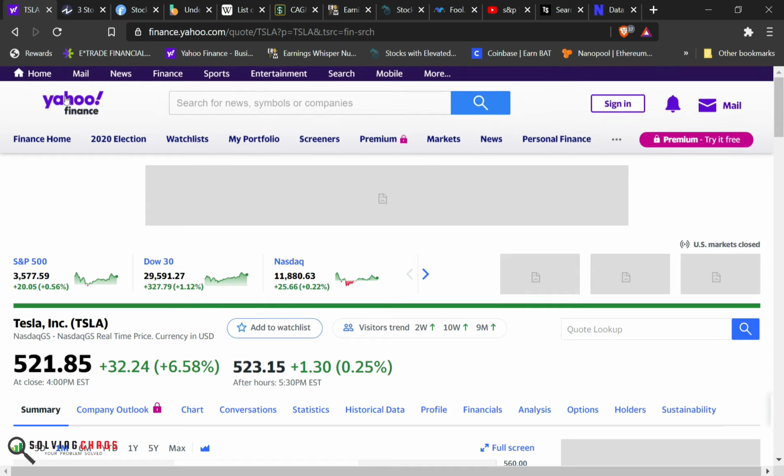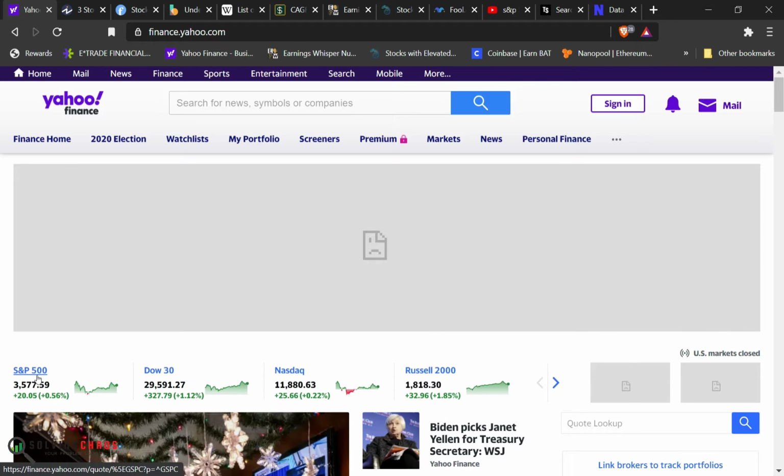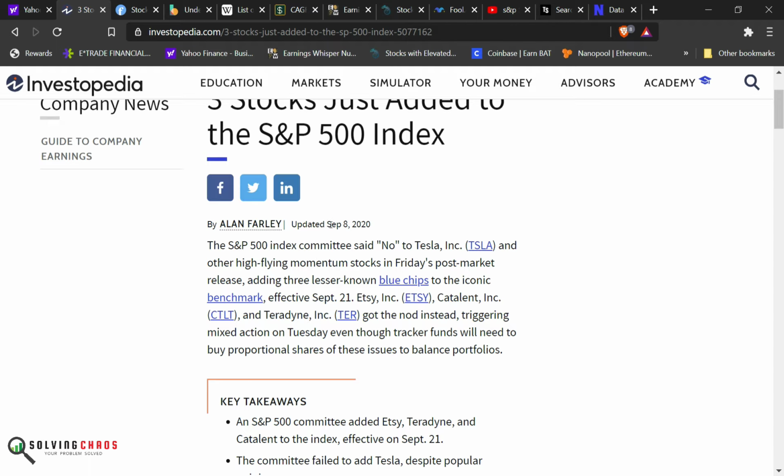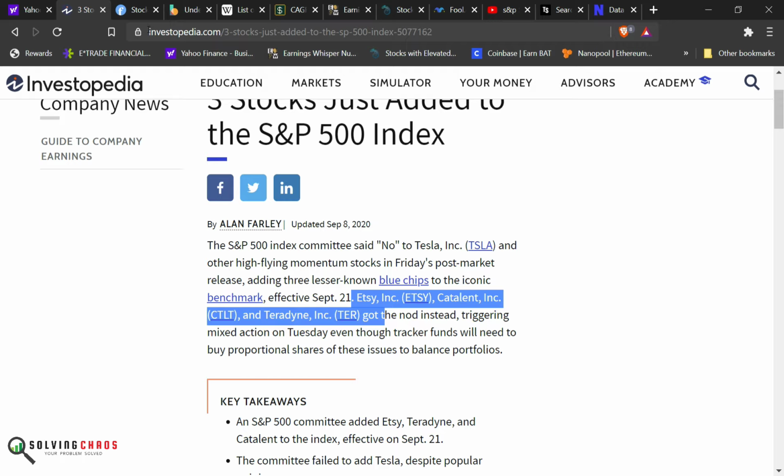But before we go on to what changes the S&P should make, you see this, the S&P 500. Let's look at what was added last time. So the last time, on September 8th, they said no to Tesla. And then what they did was they added the smaller businesses, okay? Now, every time you add something, generally speaking, you've got to remove something. So they have not announced which companies are being removed currently for Tesla, but it will be.